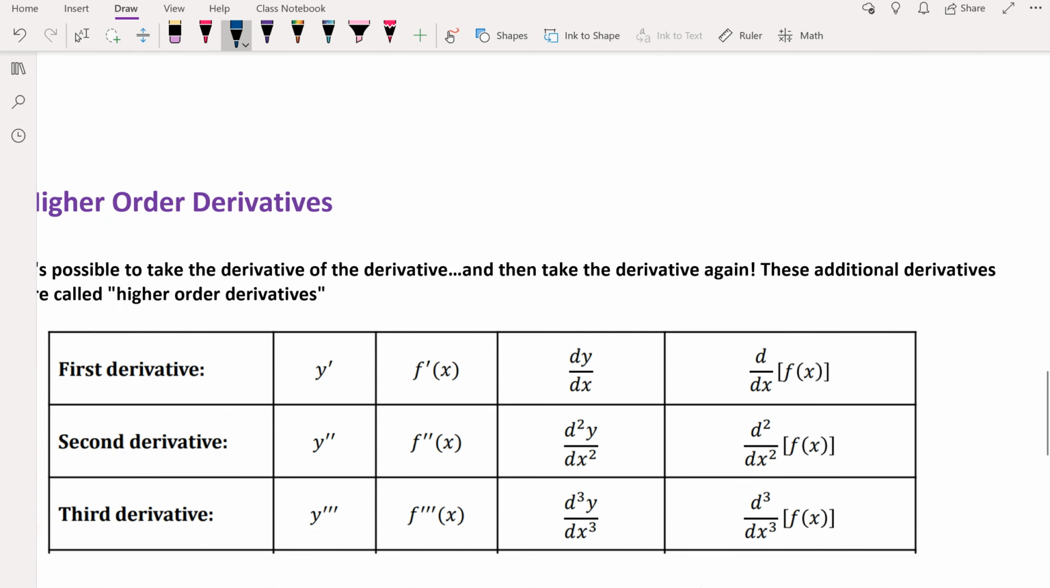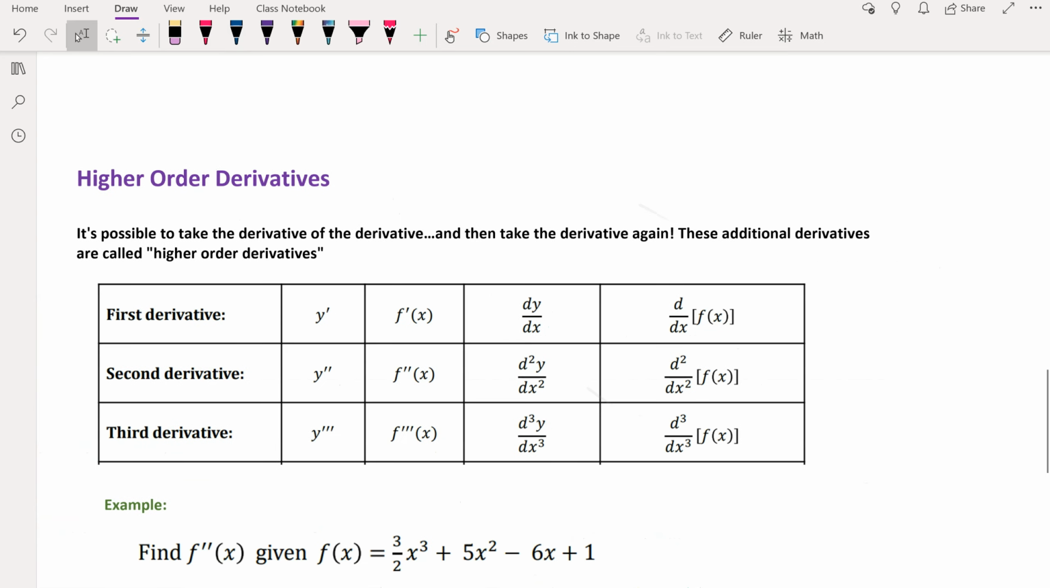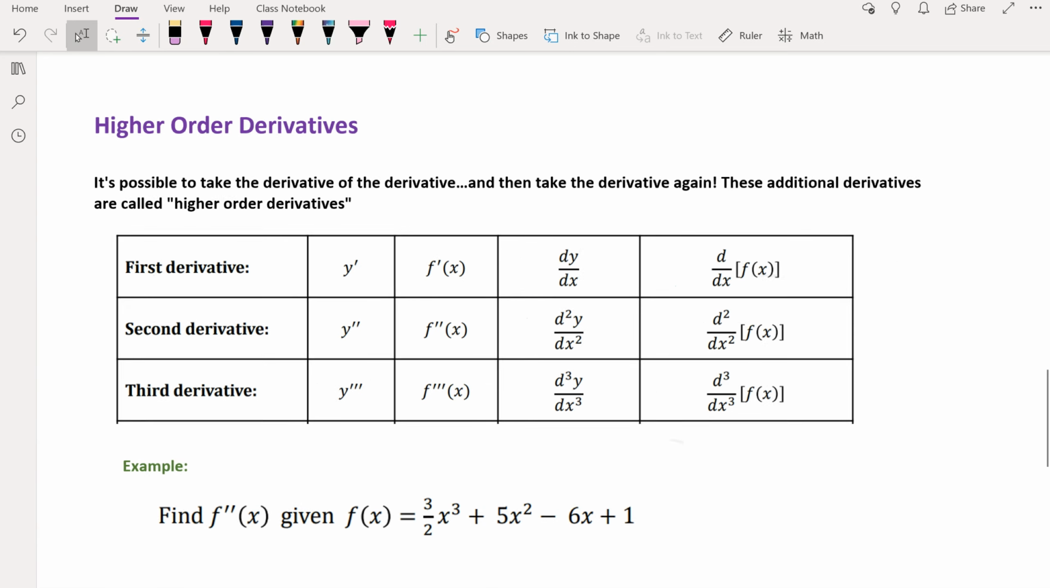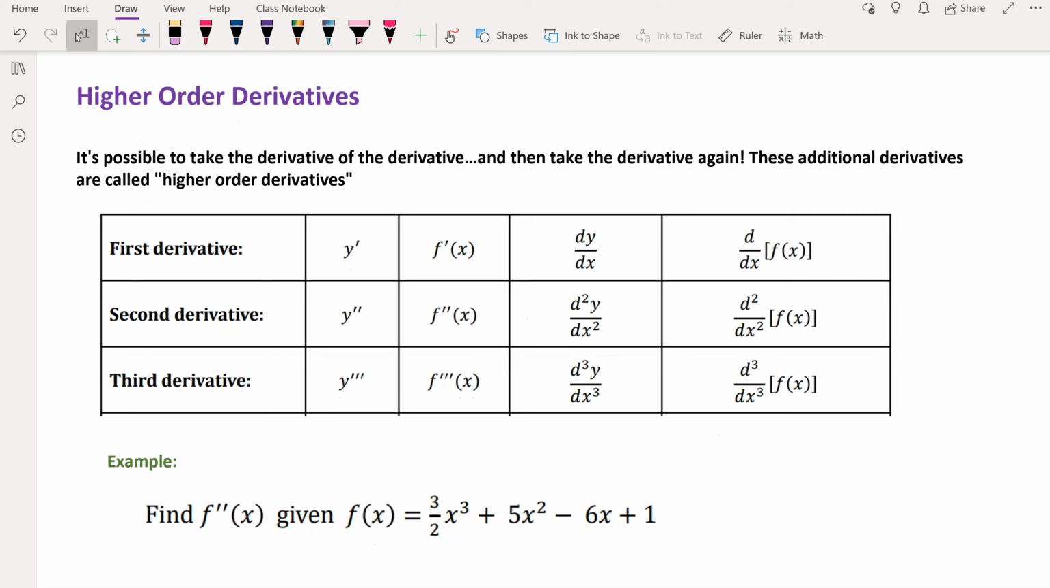Higher order derivatives. So this is going to be really quick. Higher order derivatives, what does that mean? Did you know it is actually possible to take the derivative of the derivative? And then you could take the derivative again of that. And then you could take the derivative of that. So you can take the derivative as many times as you want. These additional derivatives are called higher order derivatives. So any derivative that is bigger than the first derivative, so the second and the third, they would be higher order derivatives. This is how they're represented.